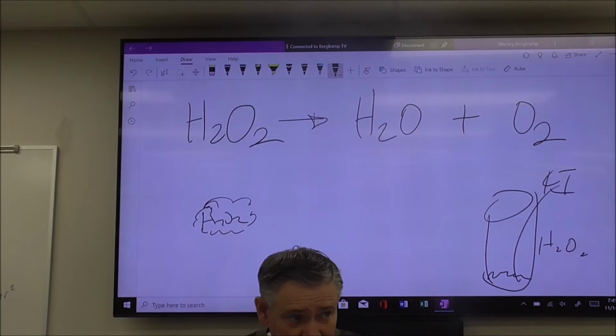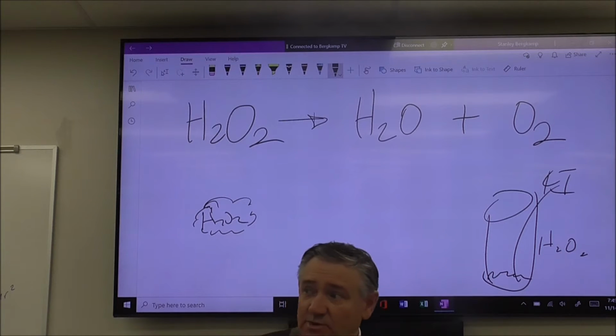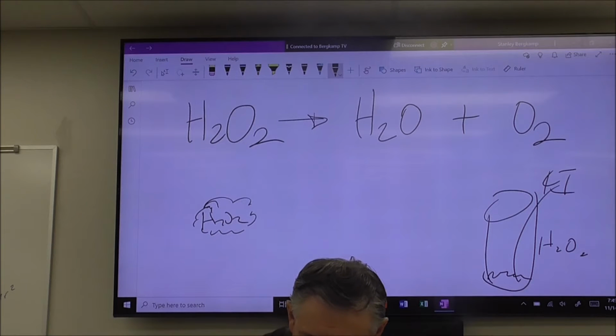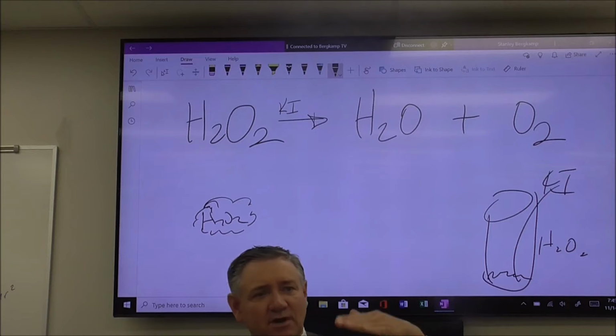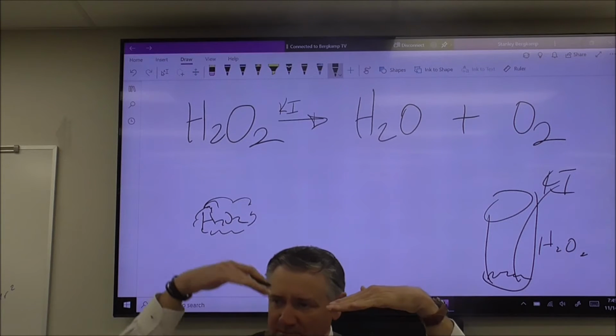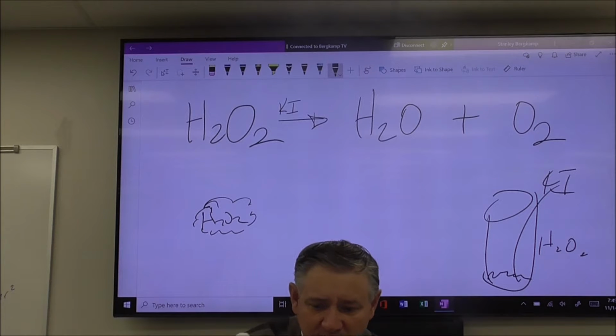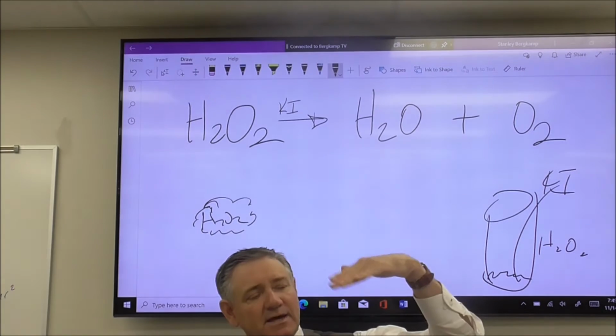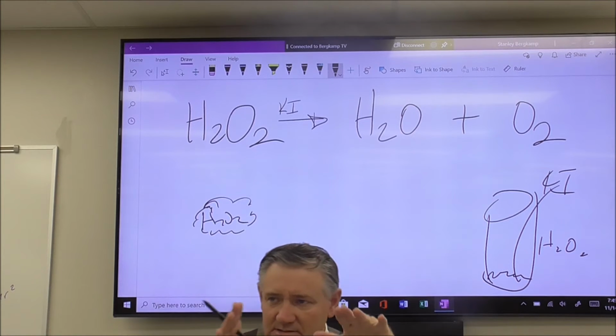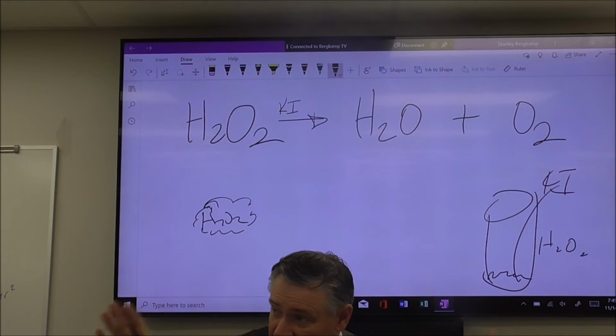It's there, okay, but it's a catalyst. So when you write a catalyst, you technically write it in the line above the arrow, and don't worry about this, you'll spend more time on it. The arrow shows the direction that the reaction is going to go. So when you see KI up there, that indicates that that's the catalyst. It's there, but it's not involved in the reaction.